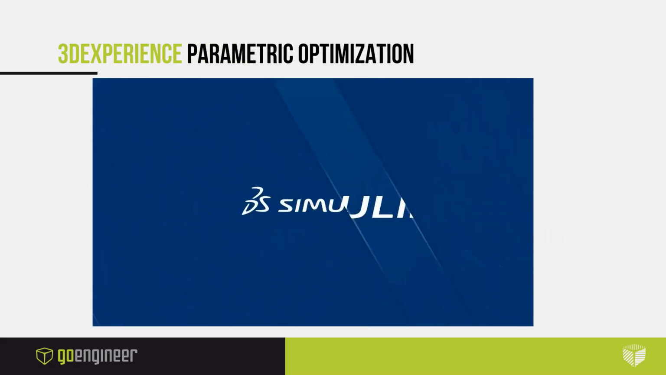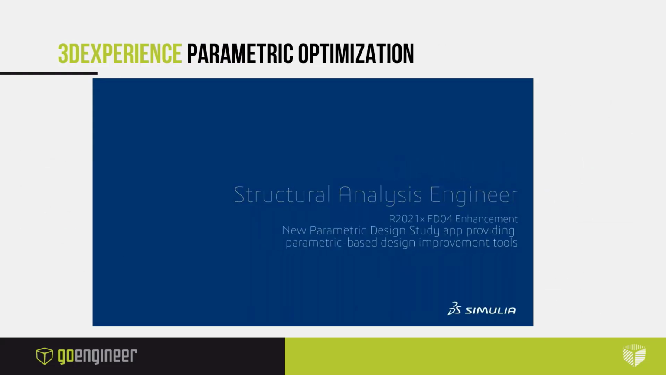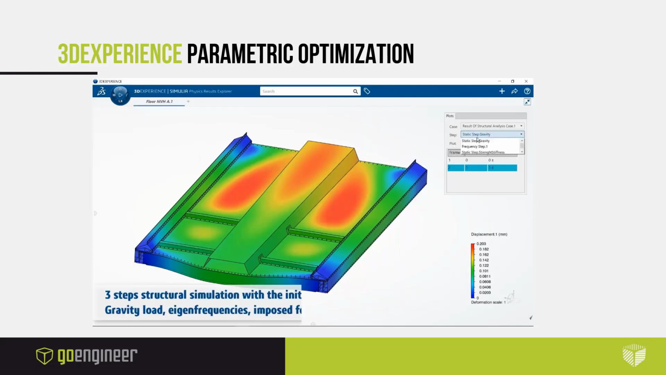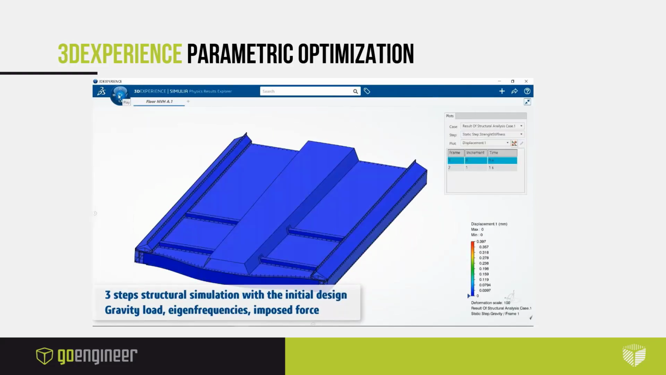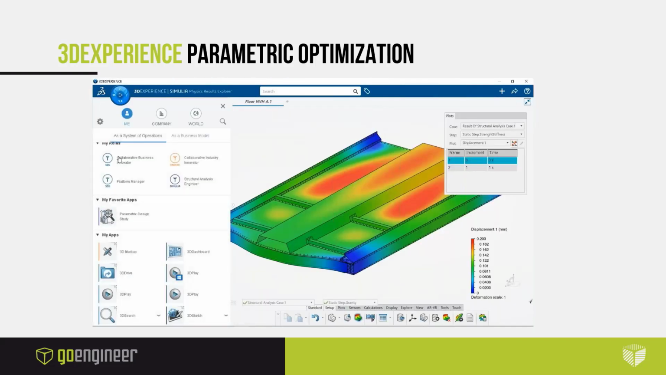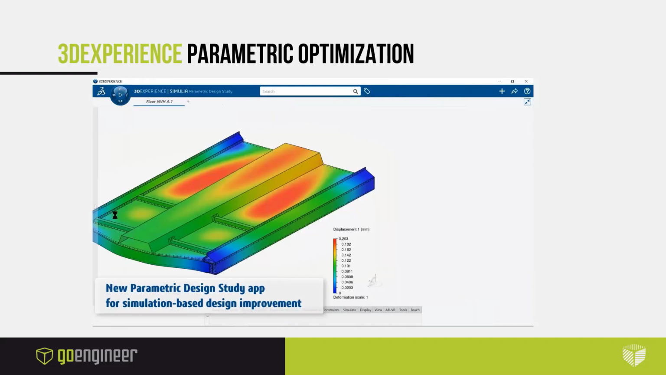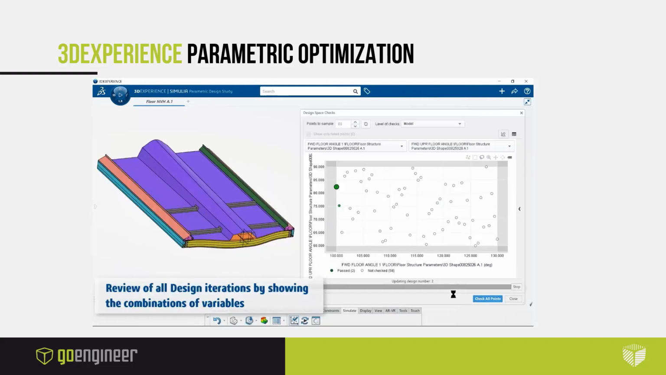And while Ramesh demonstrated the parametric optimization on the CFD side, this has been implemented on the structural analysis side as well. So here you see a sheet metal assembly that has some static testing and some modal testing. Based on the static and modal testing, you're able to define them as constraints and go through a set of parameters using the parametric design study app to come up with an optimum design to conform to your constraints.